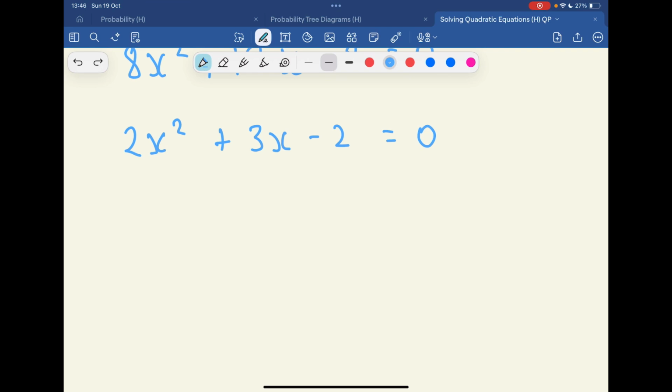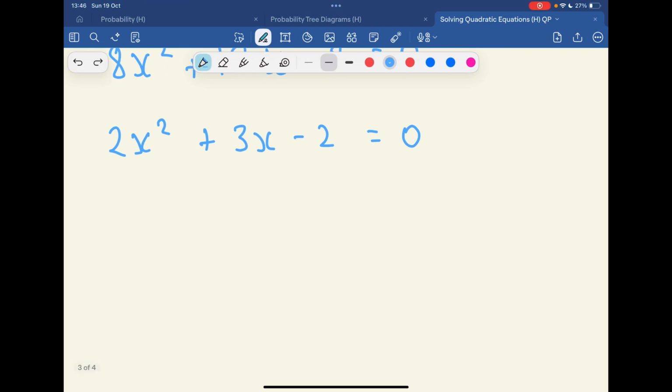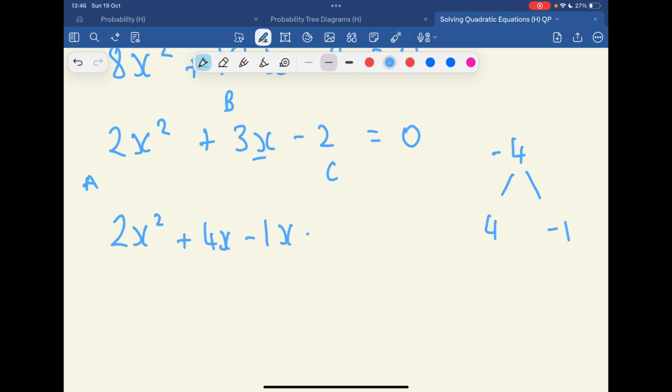So again, you can do this however you like. You can do your grid method. I'm just going to do the bog standard, what I call the AC method. We want factors of A times C that add up to B. So A times C here is negative 4, because we have 2 times negative 2. I can see some factors that will add up to 3. I'm going to do 4 and minus 1. So we're going to split this 3x term up into 4x minus 1x. We're going to have 2x squared plus 4x minus 1x minus 2. We know that that's equal to 0.